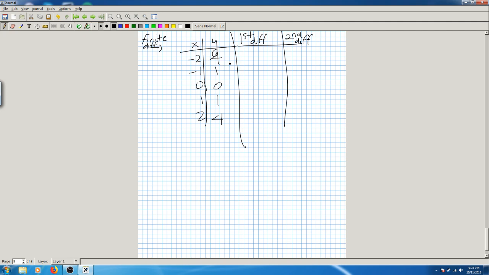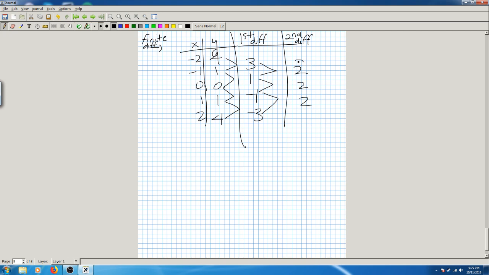To determine what kind of relation this is, what I do is I subtract adjacently these y values, only the y values. The x's don't get affected. So let's say I'm going to go 4 minus 1. That's going to be 3. 1 minus 0 is going to be 1. 0 minus 1 is going to be negative 1. 1 minus 4 is going to be negative 3. If I apply the first differences again, I get 2, 2, 2.